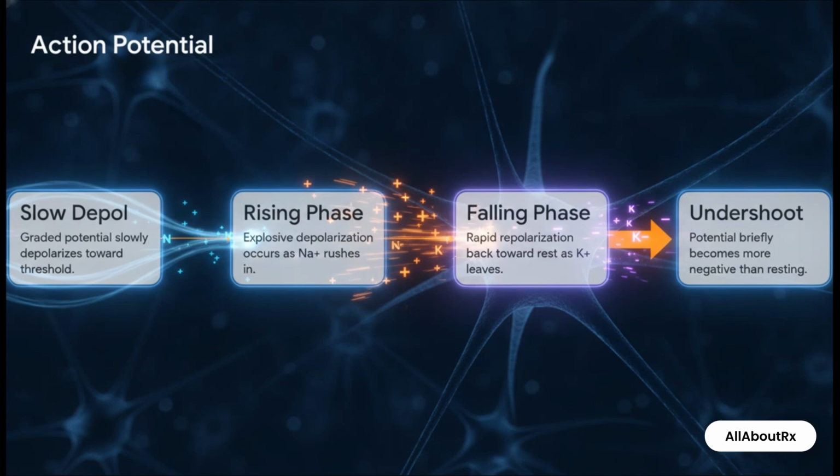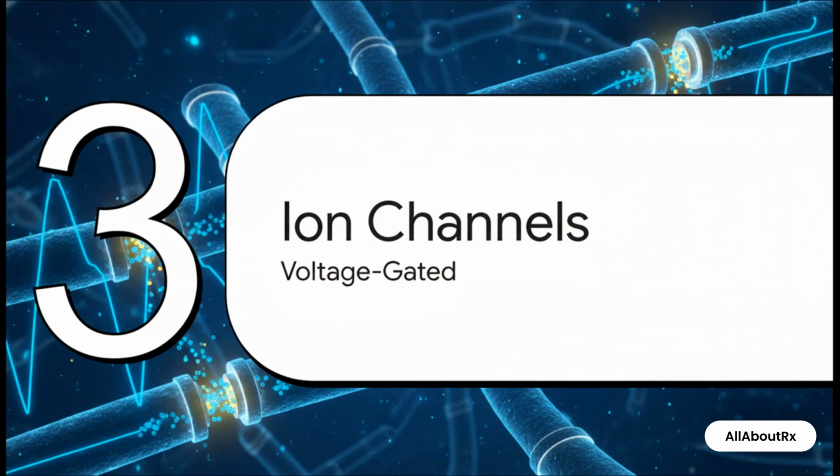Breaking that spike down, it happens in a really precise sequence. First is a slow depolarization to threshold. Second is that explosive rising phase to the peak. Third, a rapid repolarization, or falling phase, where it crashes back down. And fourth is that after hyperpolarization undershoot, before it finally resets. So what's physically driving these massive swings? That takes us to section 3, voltage-gated ion channels.